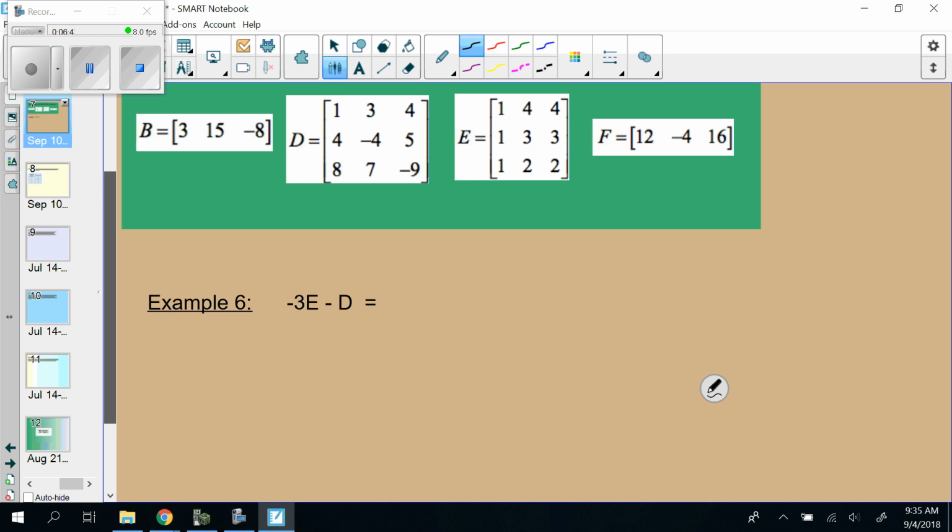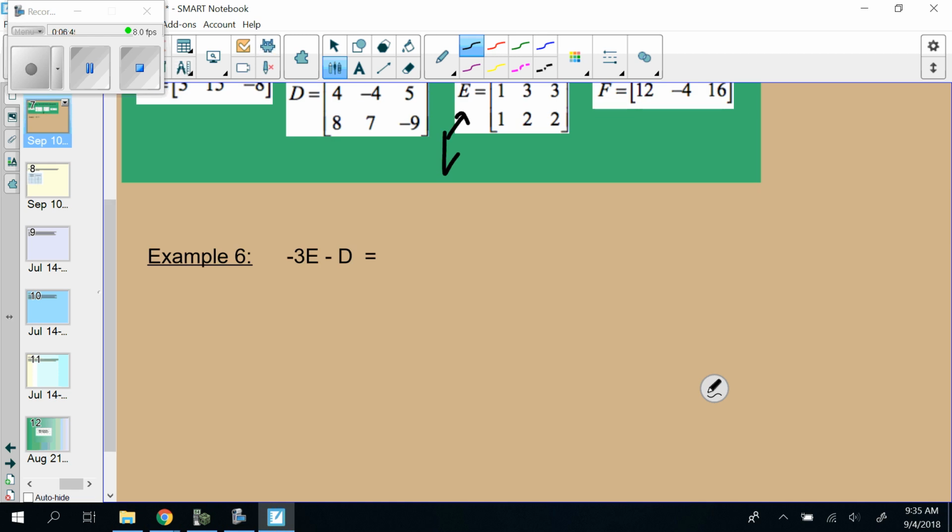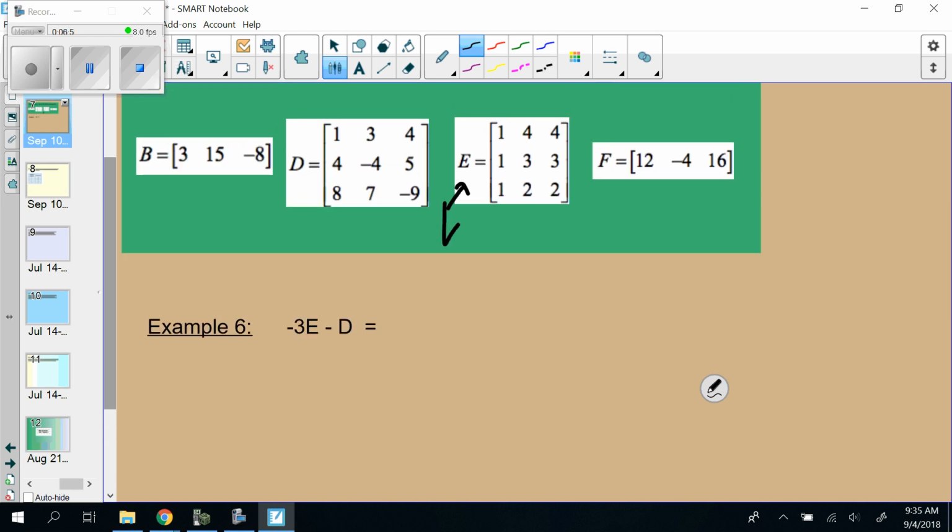First thing you'd want to do is times this e1 here by -3, because we always do the multiplication first. So that would give us -3, -3, -3, -12, -12, 9, 9, and -6 and -6.